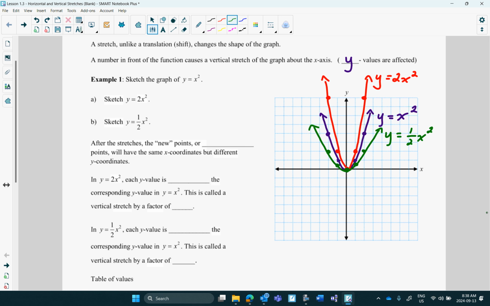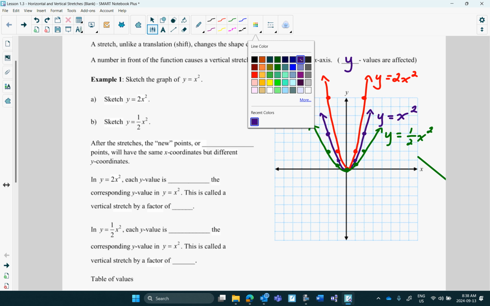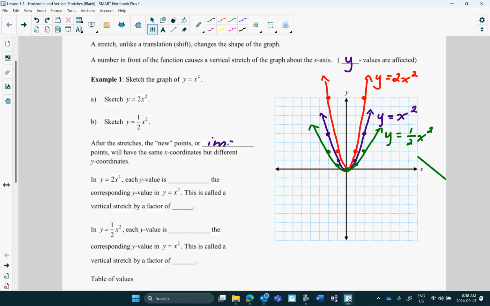So again, just like I said, after the stretches took place from x squared, the new points are what we call image points. They kept their x coordinates, but their y coordinates changed. In 2x squared, they doubled. So each value was twice the y value in x squared.